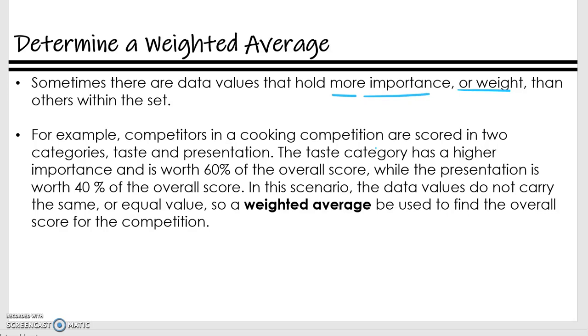So for example, competitors in a cooking competition are scored in two categories: taste and presentation. So I'm going to put a T for taste, P for presentation. The taste category has a higher importance. It's worth 60% of your overall score, while presentation is worth 40% of the overall score.